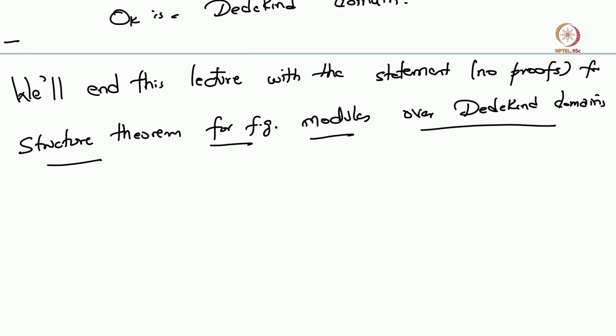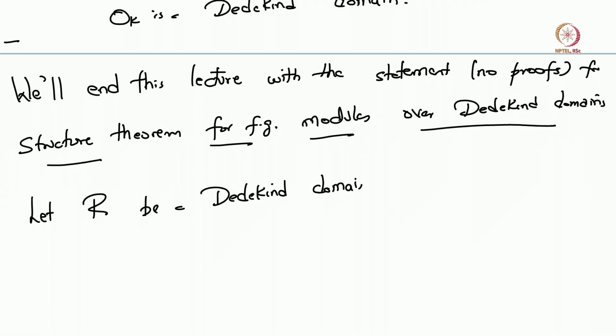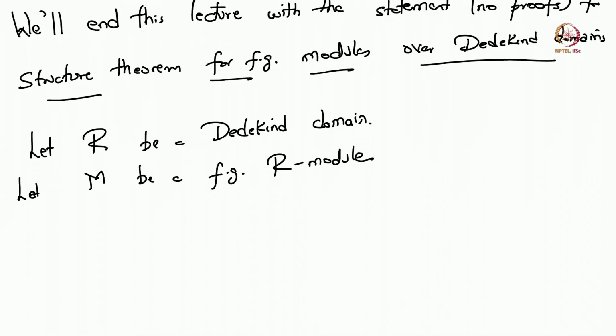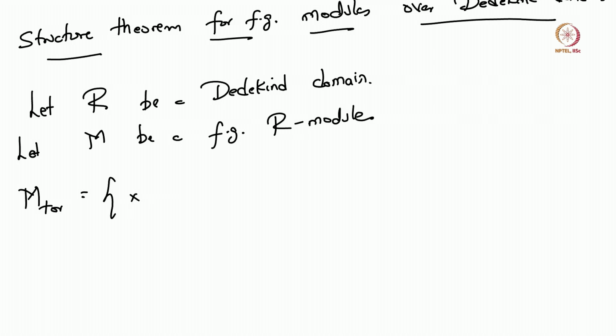Okay, so what's the setting? You start with a ring R, which is a Dedekind domain, and suppose M is a finitely generated R-module. I want some sort of structure theory for M. Just as in the structure theory for PIDs, you look at the torsion submodule, which I call M tor. It's the set of all elements in M that are annihilated by some nonzero element of the ring.